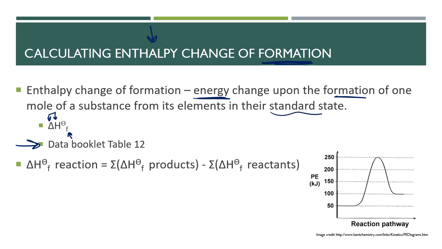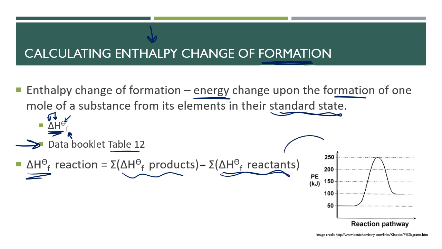Because different amounts of energy are required for different pressures and temperatures, we say that they're in standard state. So standard state formation delta H is what's given to us in table 12. Then I can use these energy changes of formation to calculate the reaction by taking the total sum of all of the energies in the products and then subtracting the sum of all the energies in the reactants.